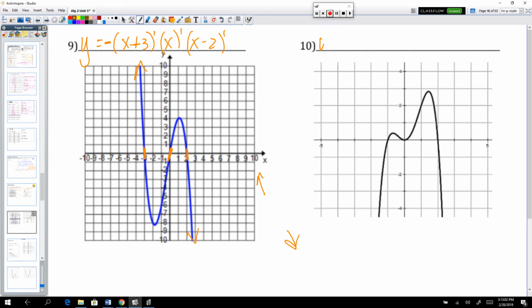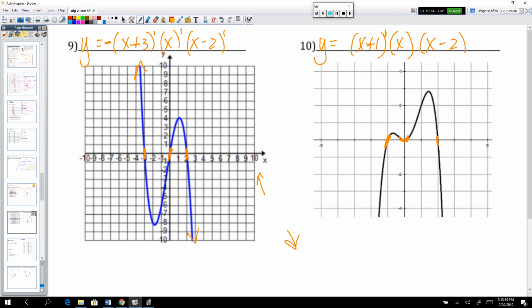And for this, it looks like an even degree because it's matching on the ends. I have a cut through, I have a bounce, and I have a cut through. The locations of these, the -1 cut through was caused by an x plus 1 factor. The 0 interaction is caused by just x, and the +2 interaction was caused by an x minus 2. The multiplicity, the exponent on this one is 1. You don't have to write that.